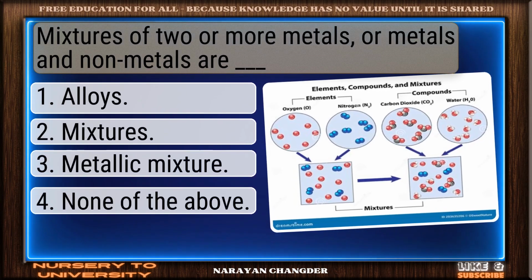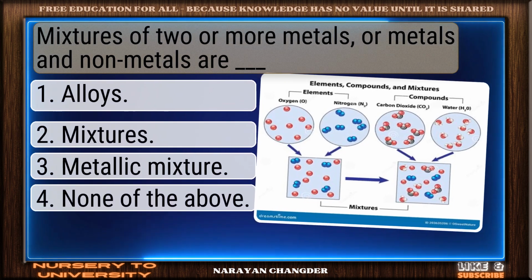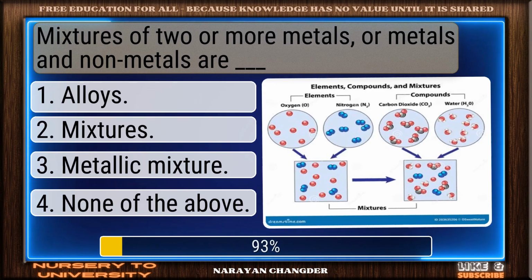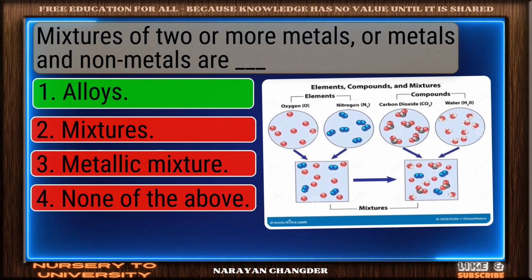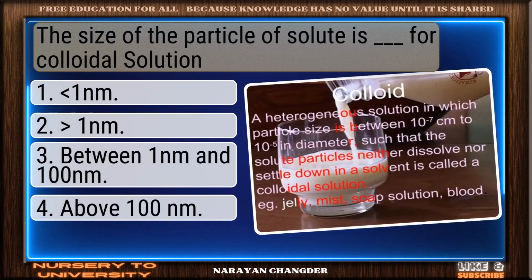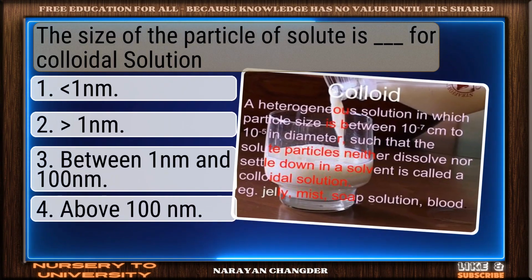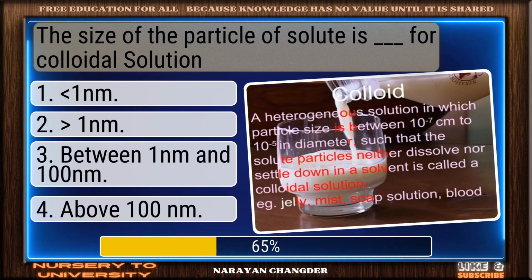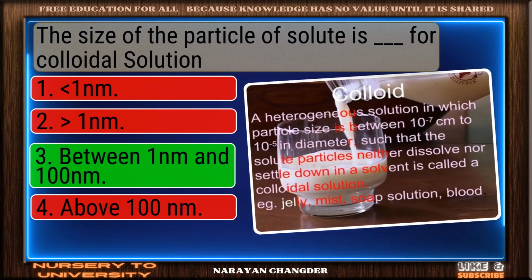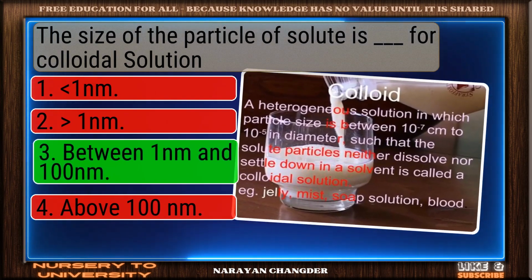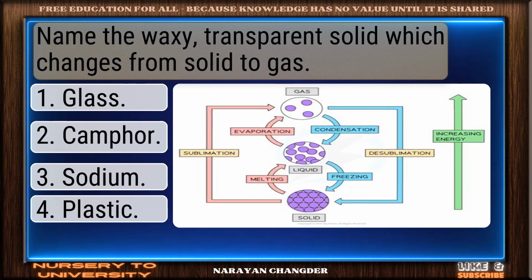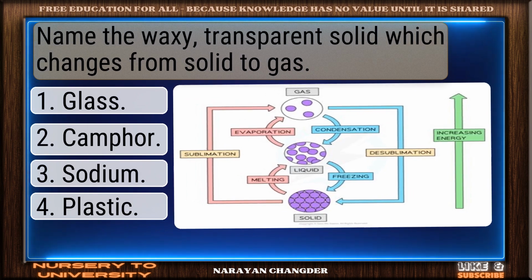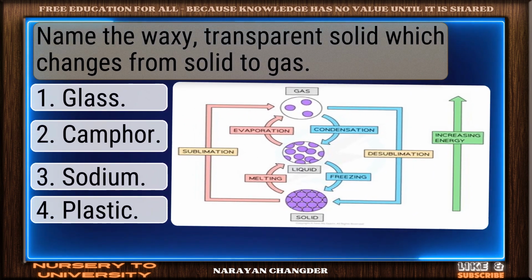Question number 114. Mixtures of two or more metals, or metals and non-metals are dash. Smart pick. Alloys is the correct choice. Question number 115. The size of the particle of solute is dash for colloidal solution. Nice work. You chose between 1 mm and 100 mm, and it is correct. Question number 116. Name the waxy, transparent solid which changes from solid to gas.